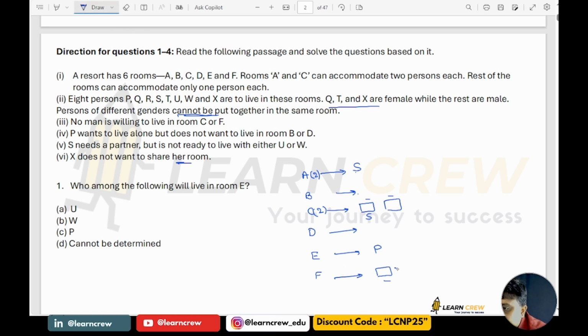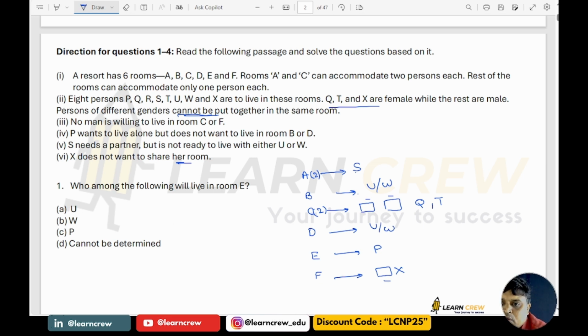So now you can say it is X, it is P. Now these two are females, and Q, T, X are females. So this is X. Definitely this cannot be S because the two females are there, they are Q and T. Now S is fixed, Q and T are fixed, P is fixed and X is fixed. The remaining people are U and W. About their positions we cannot confirm.